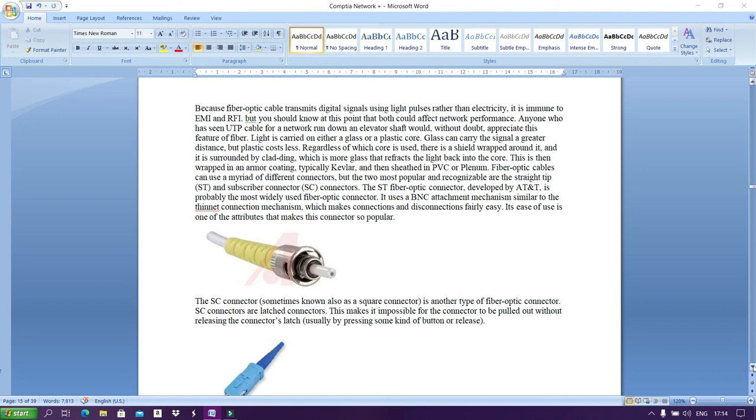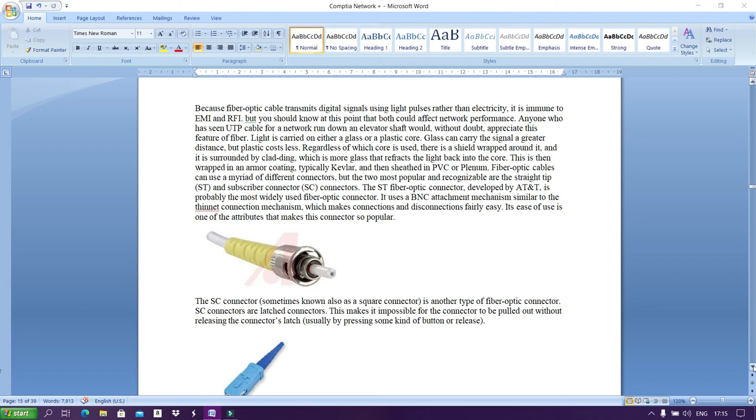Regardless of which core is used, there is a shield wrapped around it and it is surrounded by cladding, which is more glass that refracts the light back into the core. This is often wrapped in an armor cladding, typically Kevlar, and then sheathed in PVC or plenum.